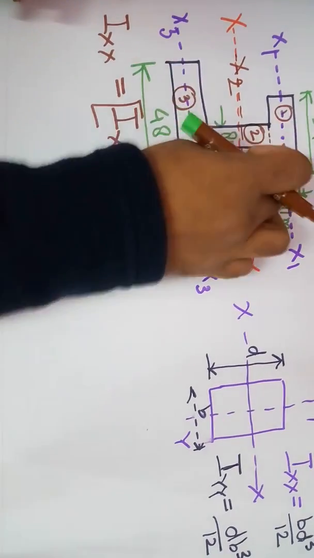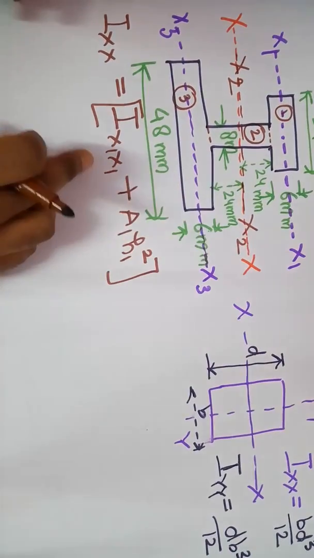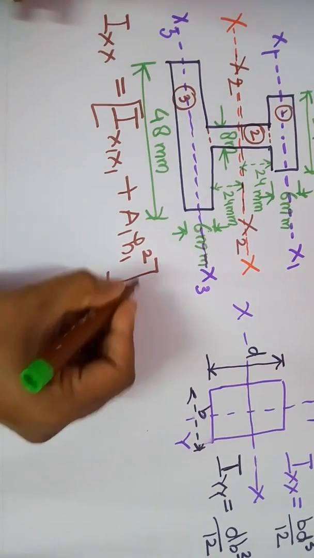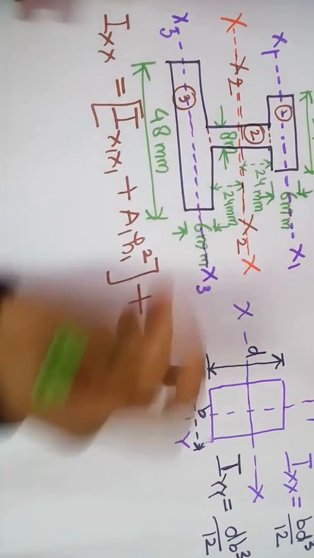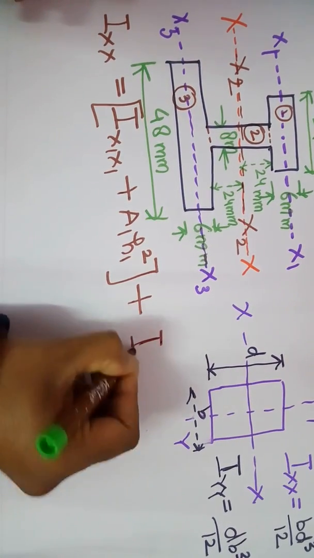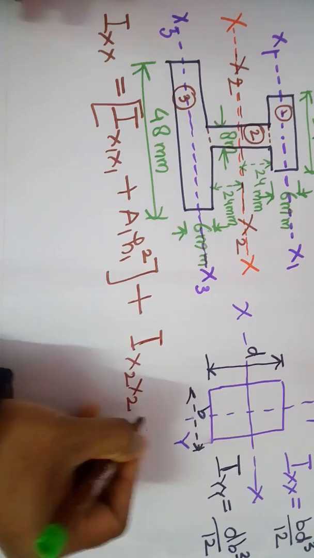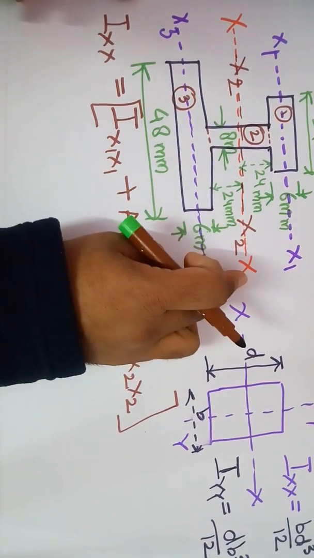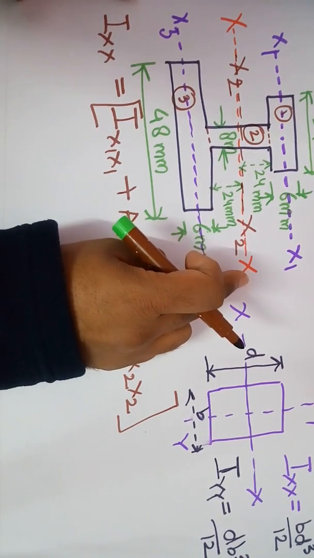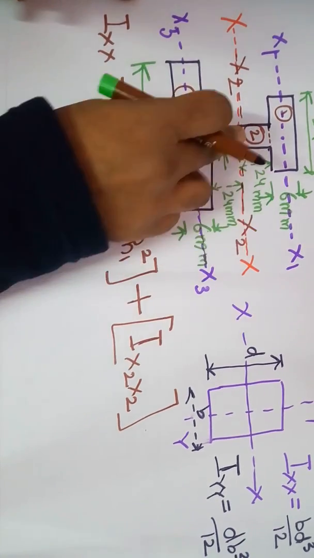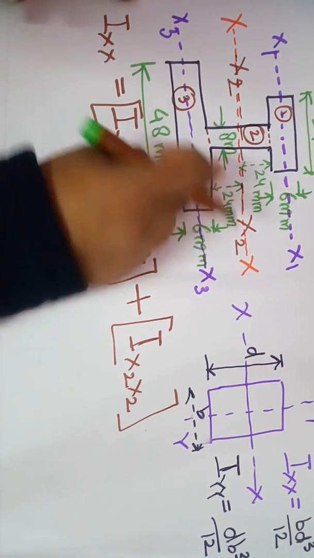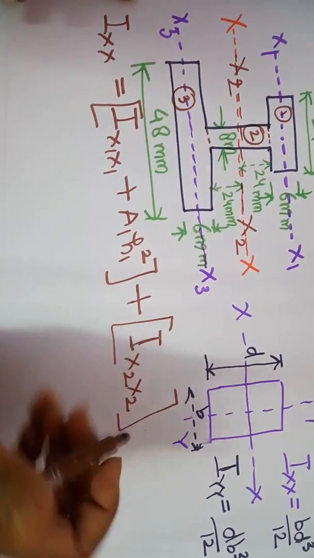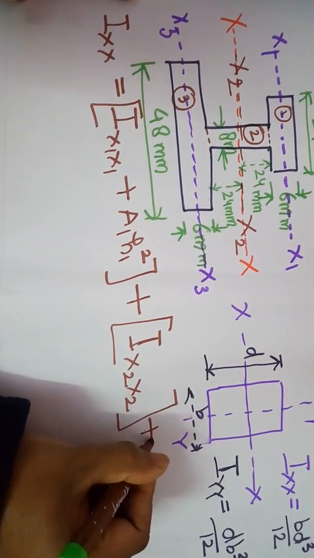What is the moment of inertia of this first rectangle about this axis by using the parallel axis theorem? I x1 x1 plus a1 h1 square. Similarly, for the second rectangle there is I x2 x2. Over here there is no need of using the parallel axis theorem. Why? Because x2 x2 and xx both are coinciding, and xx is passing through the centroidal axis of the second rectangular portion. So for that one there is no need of using the parallel axis theorem.